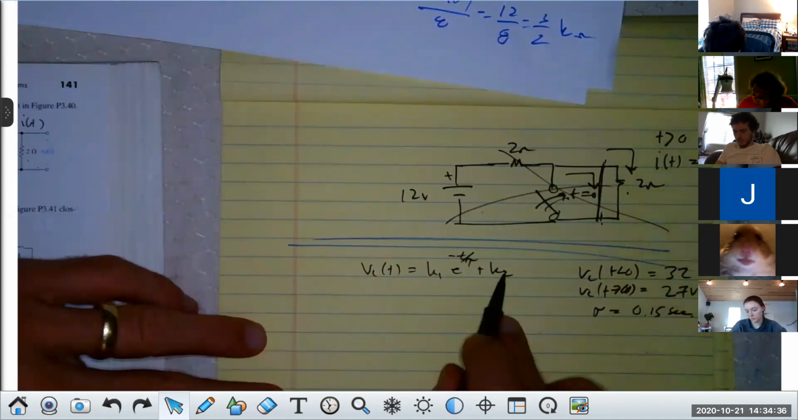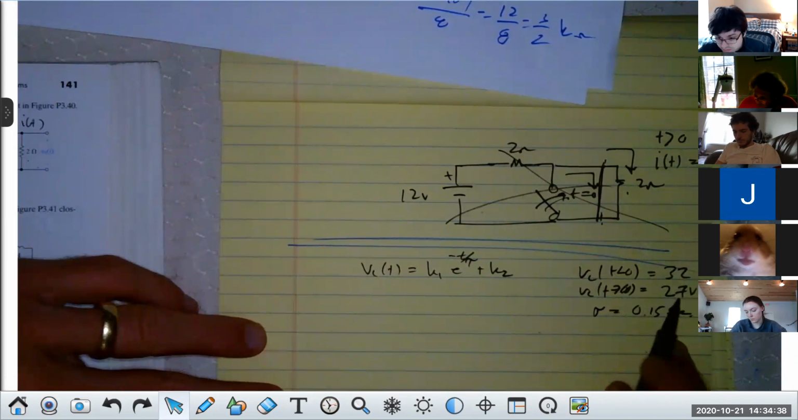I know that K2 is the voltage as T equals infinity. Do you all agree with that?